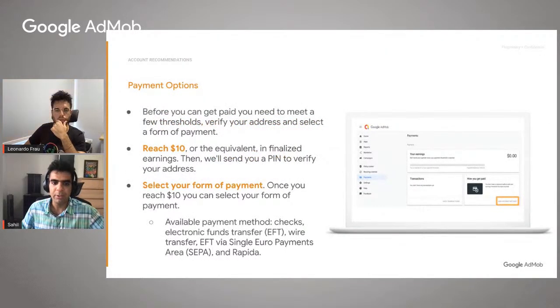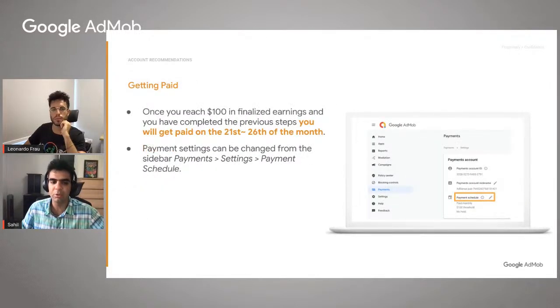Also, before you get paid, you need to meet a few thresholds, verify your address, and select a form of payment. As I mentioned earlier, we'll send you a PIN to verify your address when you reach $10 USD or approximately the same amount. Then you will be able to select your form of payment, and the form of payment availability depends on your regional country. Finally, in order to set payment methods, you must first reach $100 of revenue. So $10 and $100 are 2 key thresholds.